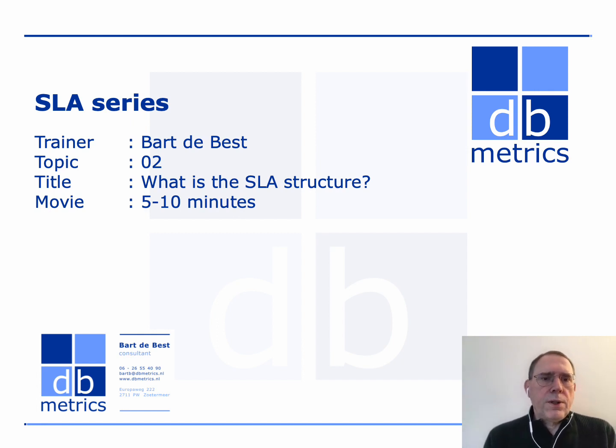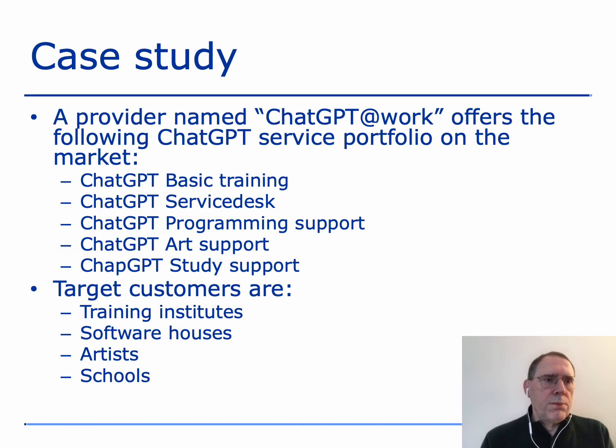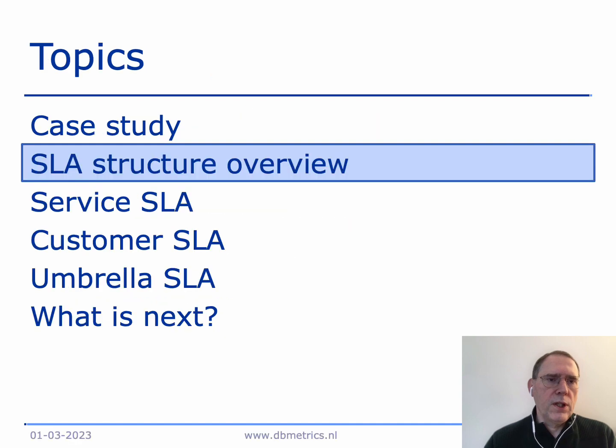In this part we will talk about the SLA structure, and for the structure we have a case study. The case study is about ChatGPT, and there are 5 services that an internet provider wants to provide on the internet to 4 types of customers: training institutes, software houses, artists and schools. So let's see how we can make an SLA for this service to these customers.